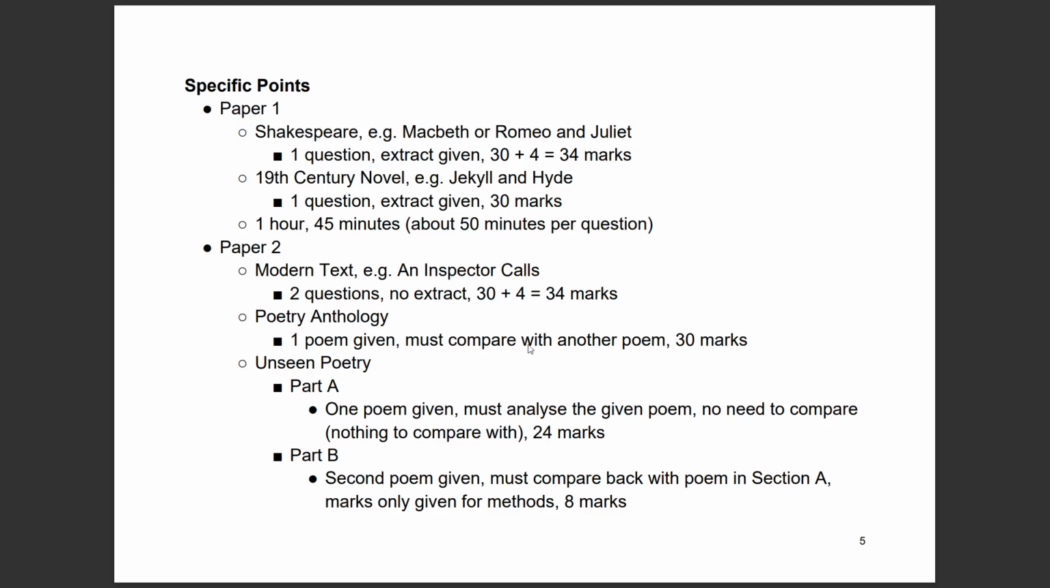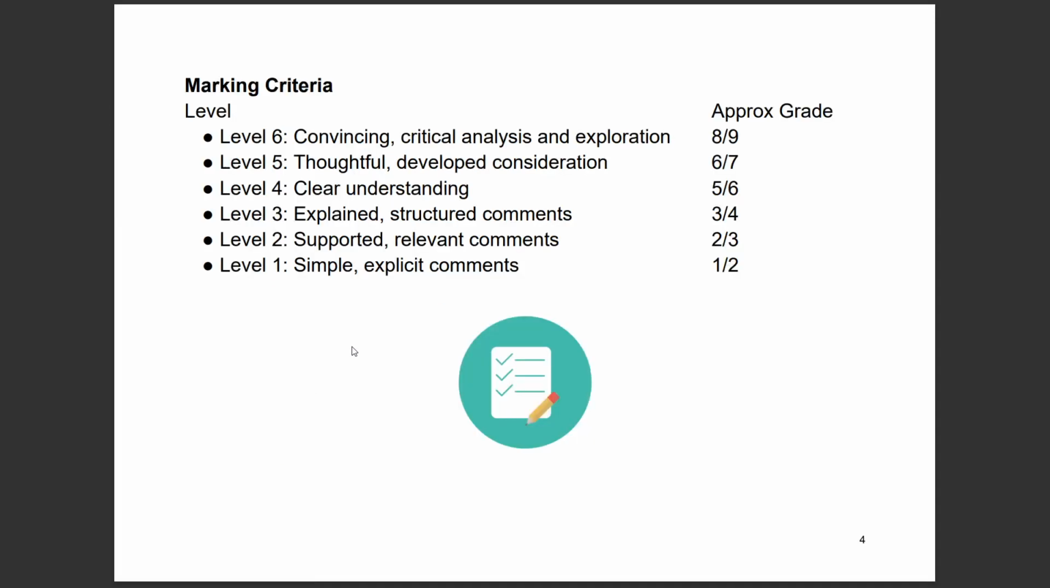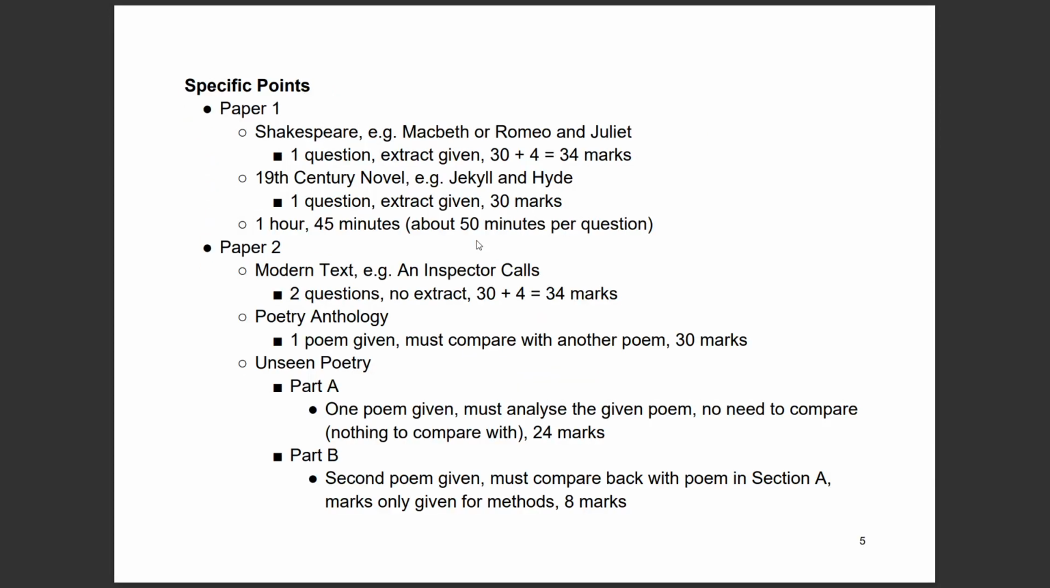Okay? And then poetry anthology, you are given one poem, you must compare with another poem. It's 30 marks. So again, you must compare with the second poem. So please, even if you can't remember the quotes from the second poem, or much about it, try, okay? Make an effort. Refer to the second poem as much as you possibly can so that at least you will get the marks for the poem that you're writing about that is given to you, okay? Otherwise, you will not go above level 2.